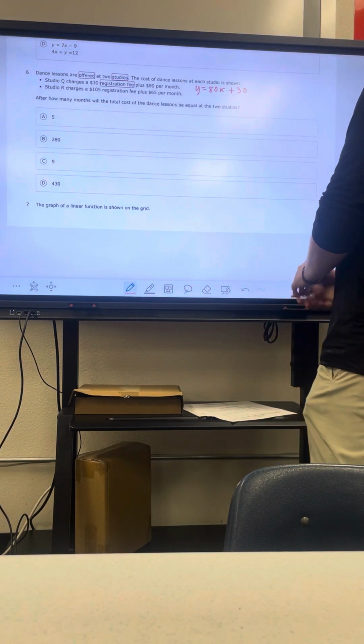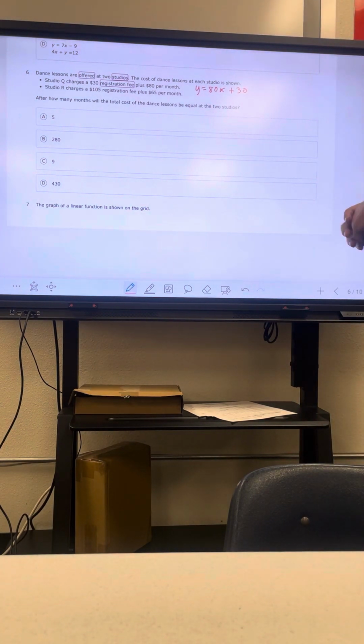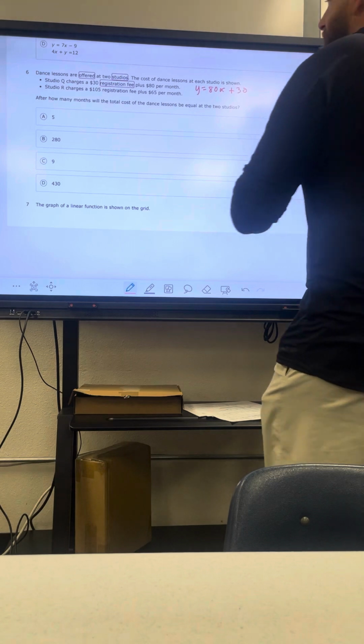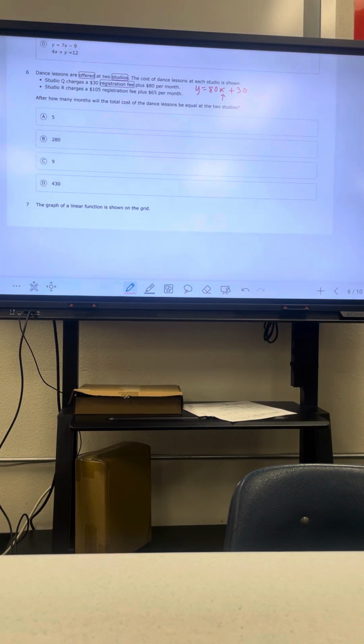Okay, so that would be the equation, and you do the same thing for Studio R, and then it says after how many months will the total cost of the dance lessons be equal at the 2 studios? Okay, so then you're going to see where they cross over, and the month is going to be the x part right here. All right, so once you figure out where they cross over, you're looking for the x again.